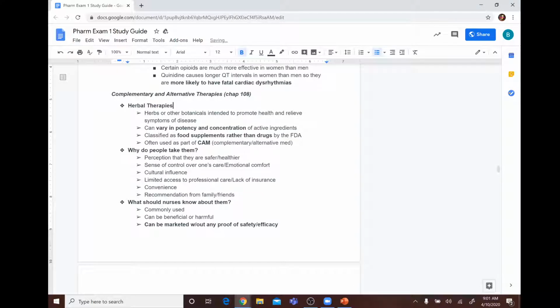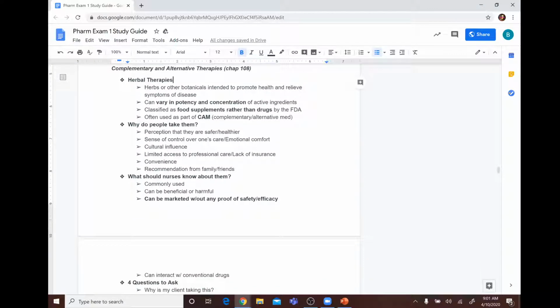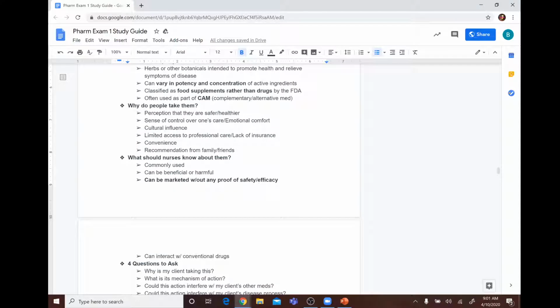All right, now we go on to herbal therapies. Tell me about herbal therapies. Herbs or other botanicals intended to promote health and relieve symptoms of disease can vary in potency and concentration of active ingredients, classified as food supplements rather than drugs by the FDA, and are often part of CAM.